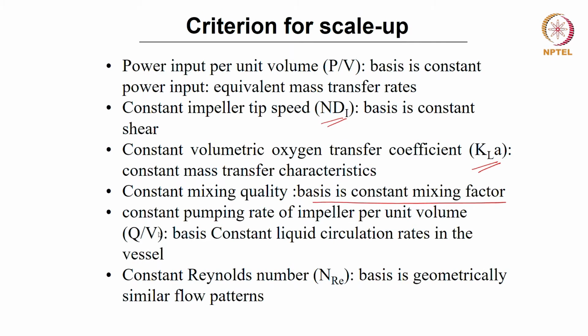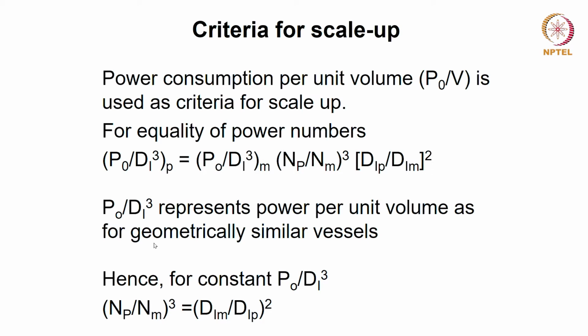Now, if constant pumping rate of the impeller per unit volume is found to be crucial and becomes the basis for scale up, which is given as Q by V, this would ensure constant liquid circulation rates in the vessel. Similarly, constant Reynolds number will be the basis for geometrically similar flow patterns at the two scales. So let's take these scale up criteria one by one and try to derive relationships between the different operating parameters at the two scales. So power consumption per unit volume is the first scale up criteria.